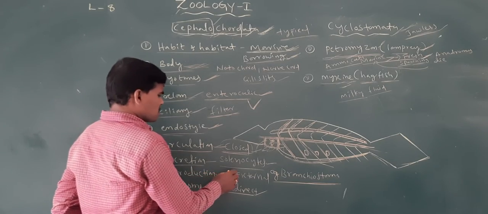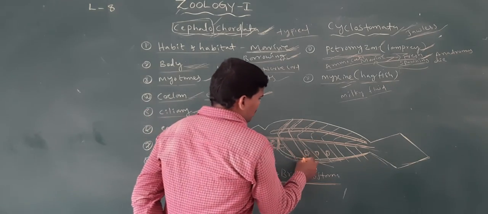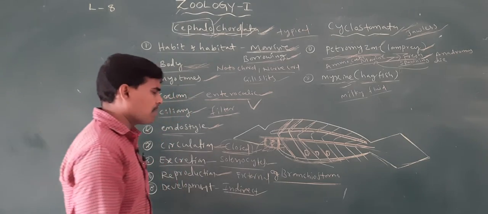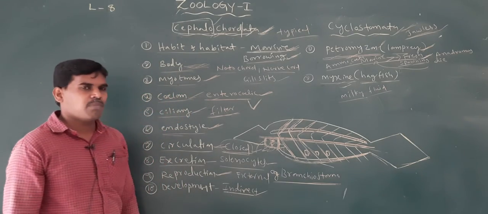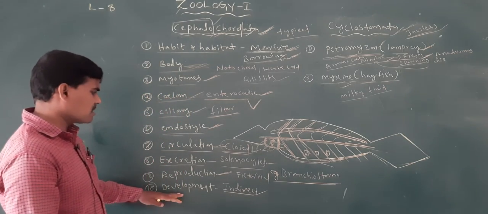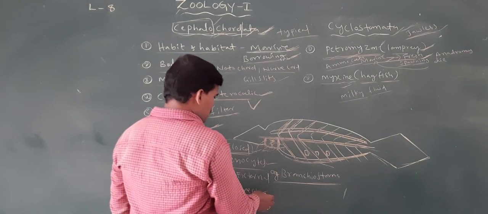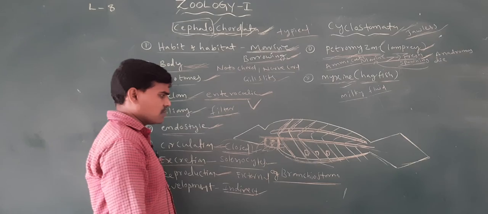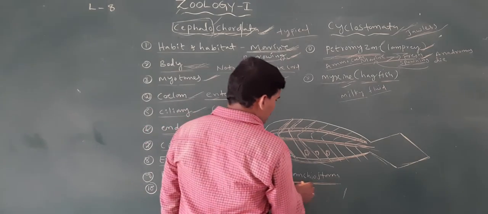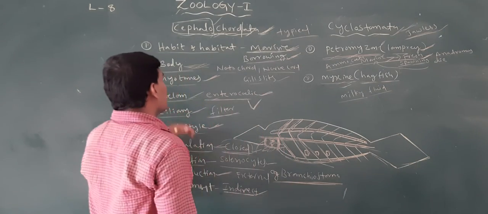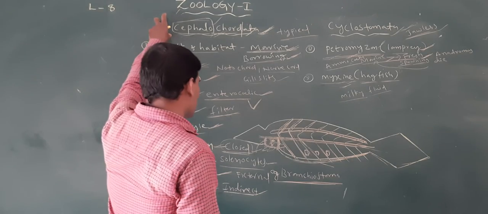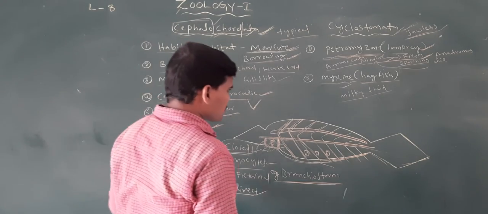రిప్రొడక్షన్ తీసుకున్నట్లయితే బీజకోశాలు ఉండి బీజకణాలను ఉత్పత్తి చేస్తాయి. ఫలదీకరణం తీసుకున్నట్లయితే బాహ్య ఫలదీకరణం జరుగుతుంది. అభివృద్ధి మాత్రం అప్రత్యక్ష పిండాభివృద్ధి జరుగుతుంది, ఎందుకంటే దీంట్లో లార్వా దశ కొనసాగుతుంది కాబట్టి. బ్రాంకియోస్టోమా అనేది దీనికి, సెఫలోకార్డేటాకి ఉదాహరణగా పేర్కొనడం జరుగుతుంది.